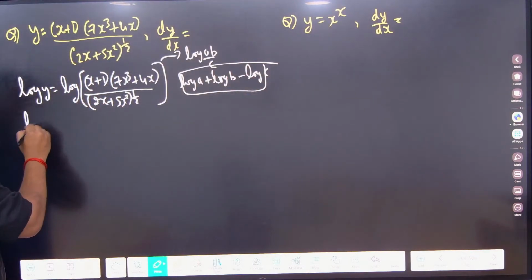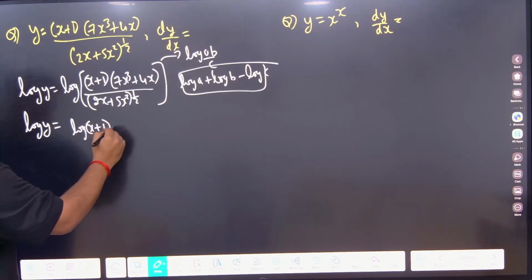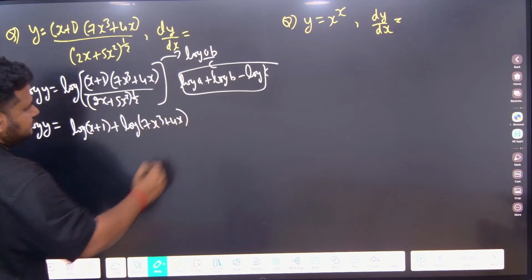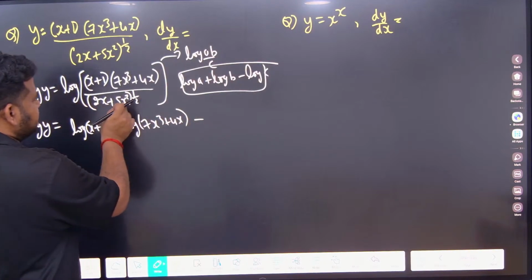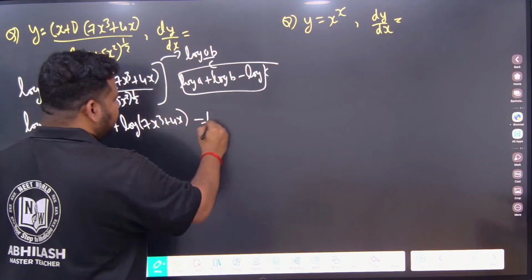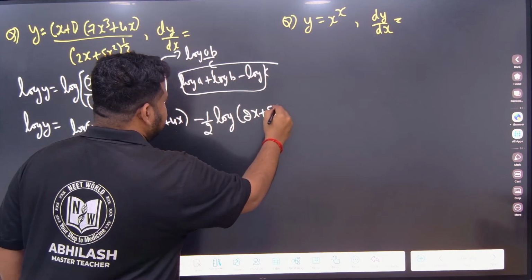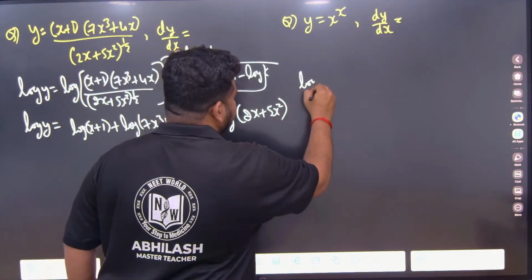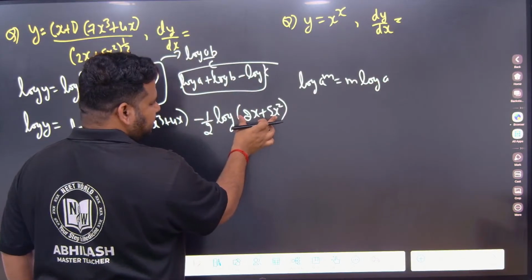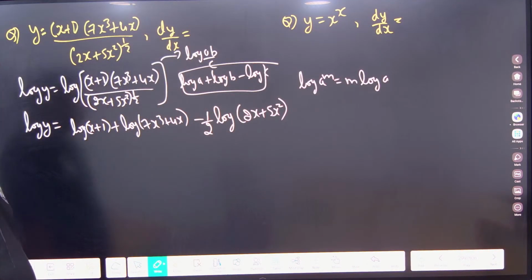So log y will be equal to, still I am not differentiating it, I am writing it as log of (x plus 1), plus log of (7x cube plus 4x), minus log of (2x plus 5x square) to the power of 1 by 2. The 1 by 2 comes down, that is, if I am having log of a to the power of m, I can write it as m times log a. Here m is 1 by 2, so 1 by 2 into log of (2x plus 5x square). I brought the 1 by 2 down here.